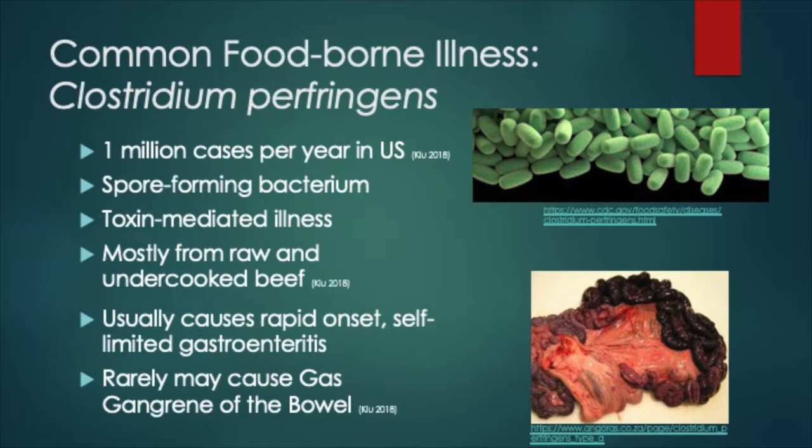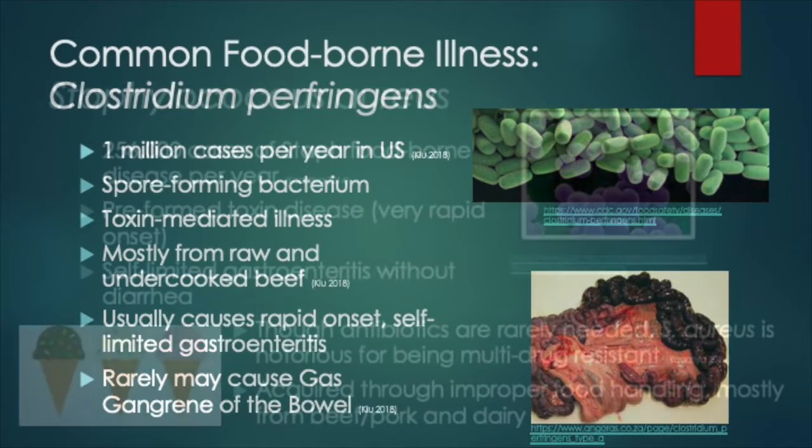Rather than actively infecting the bowel, it causes gastroenteritis by releasing pre-made toxins that cause the intestines to become very hyperactive. The most common way to contaminate food with Clostridium is by undercooking beef products. The gastroenteritis it causes is self-limited and has a very rapid onset due to its preformed toxins being able to quickly act on the intestinal lining. In very rare cases, Clostridium may cause gas gangrene of the bowel, in which it actively infects the intestines, leading to the death and breakdown of them.